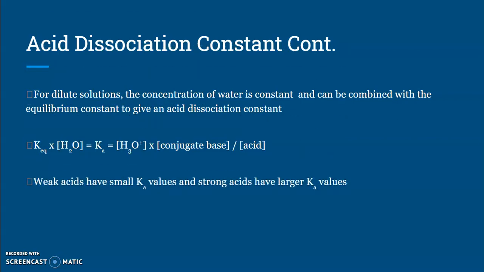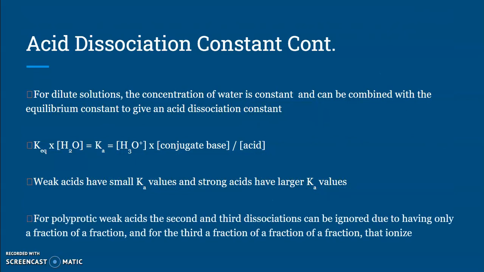So ones that have a very small Ka are weak acids, and ones that have large Ka are stronger, and you can compare one acid to another based upon how well it dissociates, how many ions you're getting, again, relative to the amount of acid that you put in.